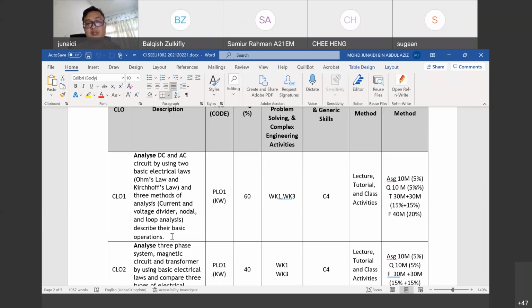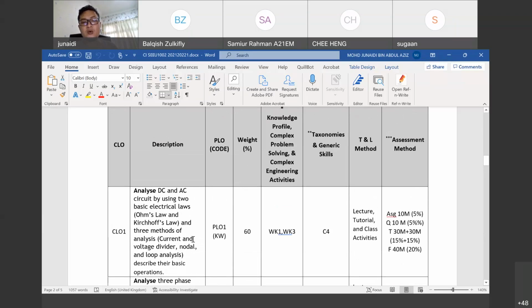So altogether 5 laws. No, sorry, not 5 laws: 2 laws plus 3 methods. We are going to focus only on these 3 methods plus 2 laws. It maps to PLO1, so you need to refer to your PLO. Different programs have their own unique PLO. I believe SKE uses a different PLO compared to SKM, Sekolah Kejuruteraan Mekanikal.